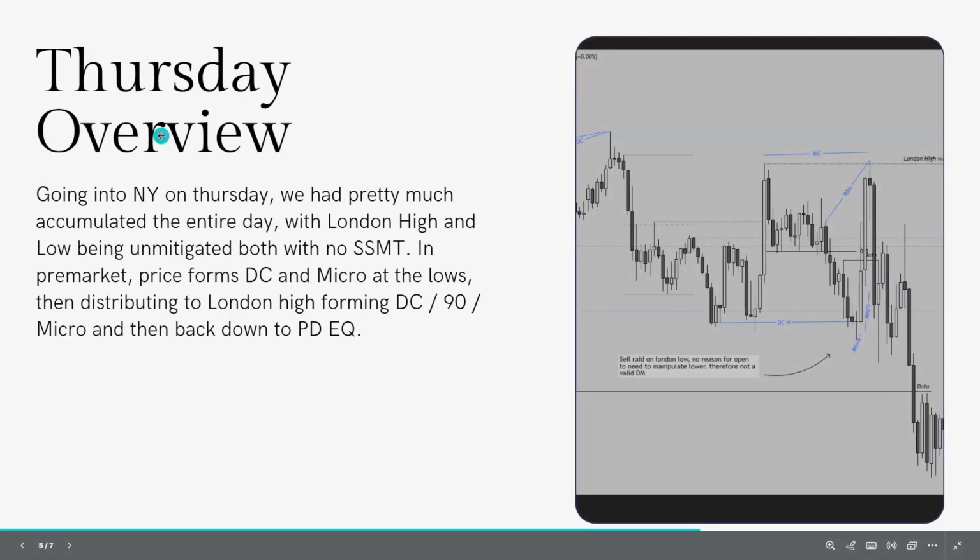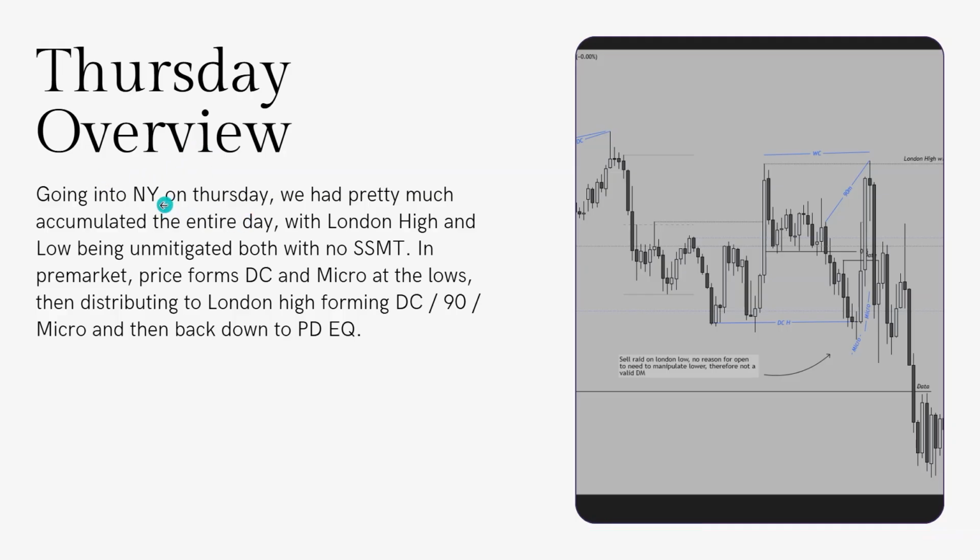Okay, now Thursday. Going into New York on Thursday, we pretty much accumulated the entire day with London high and low being unmitigated, both with no sequential SMT. In pre-market, price forms daily cycle and micro at the lows and distributes lower to London high, forming daily cycle 90 micro and then back down to previous day EQ.